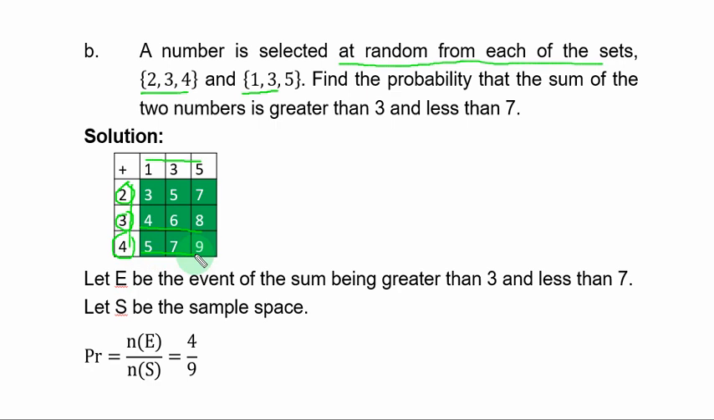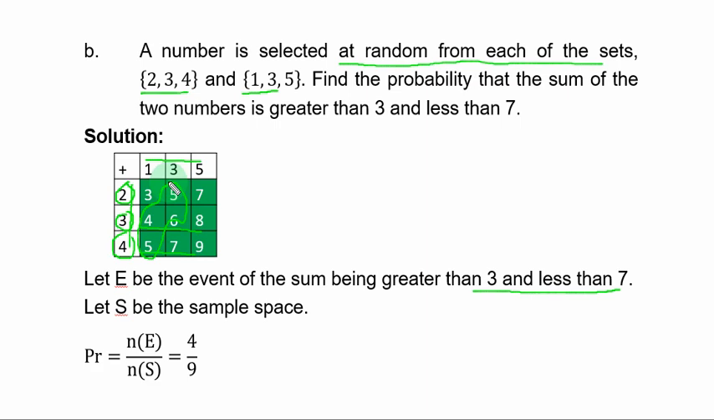Now let us define an event E that the sum is greater than 3 and less than 7. Greater than 3 and less than 7. That means if it is greater than 3, we have entries like 4, 5, 6 because it's less than 7. So we have these elements in this form. You see that? The sample space, the total number of elements, is 9.